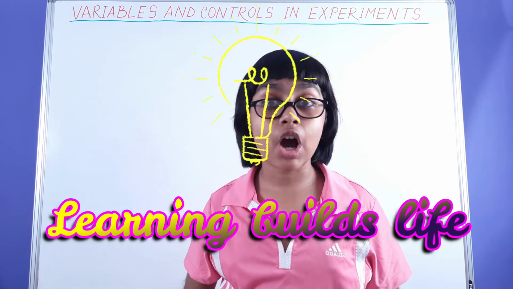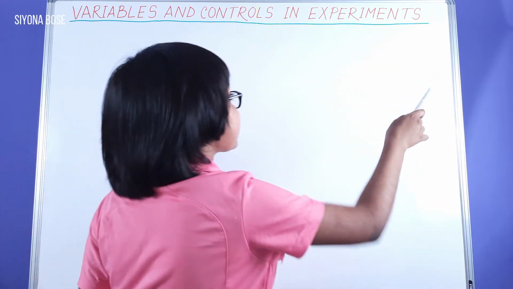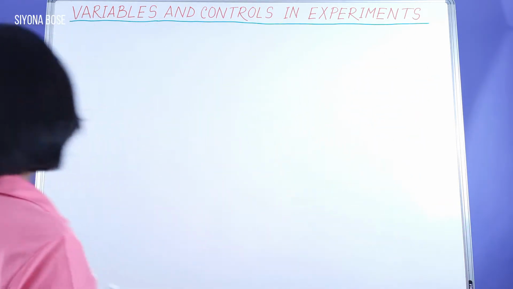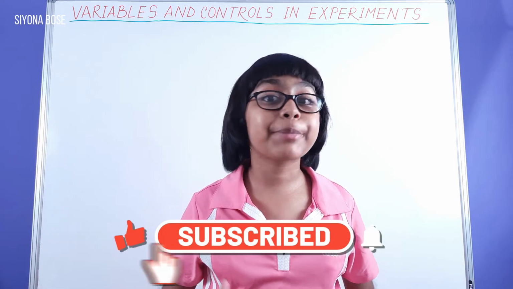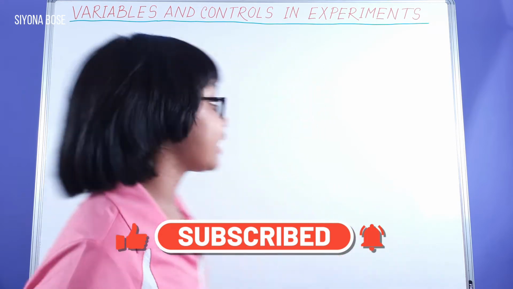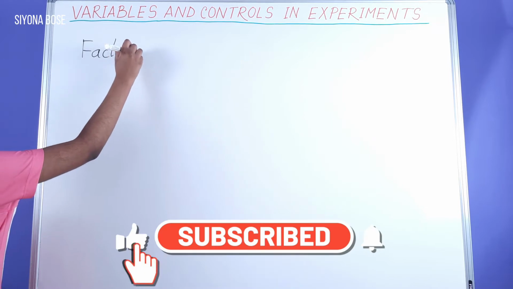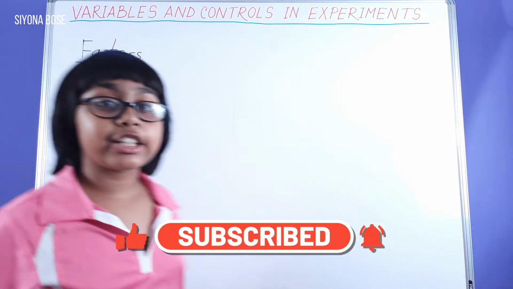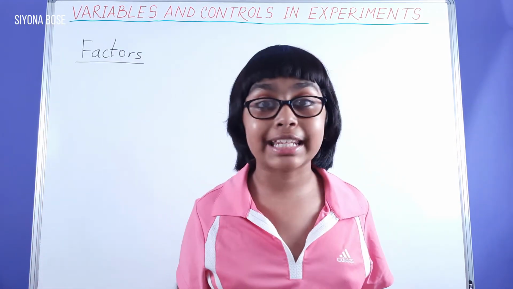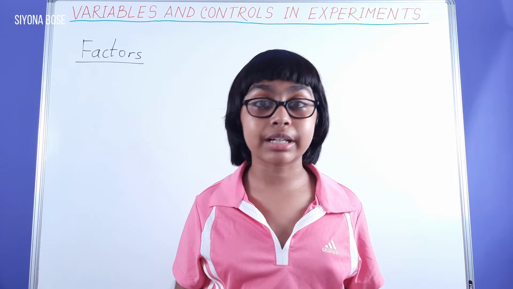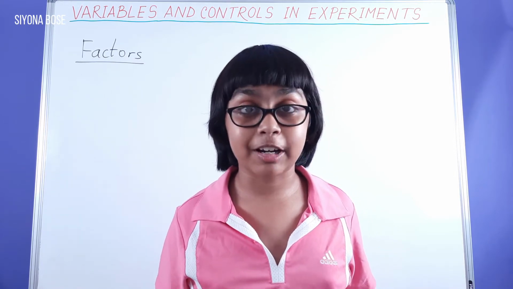Today we are going to talk about variables and controls in experiments. So let's begin. You see, researchers always manipulate certain factors in experiments, and they try to observe the changes or the effects in the experiment by manipulating these factors. Now, if you can recall from my previous episode, we took the mouse camouflage experiments.